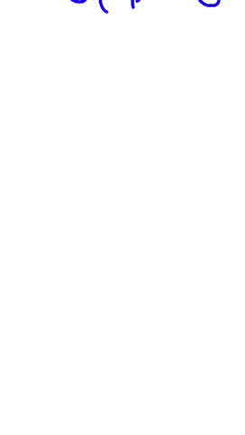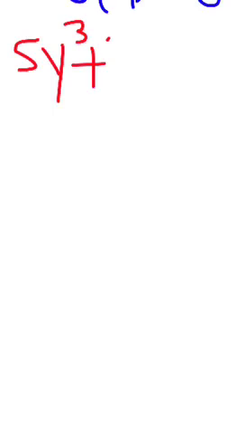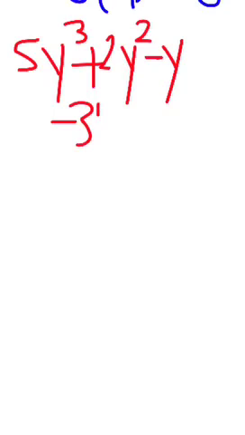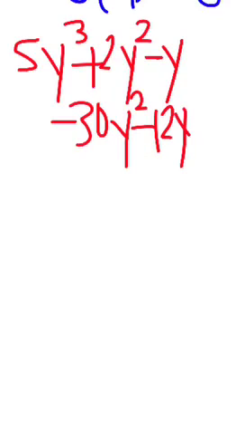Okay, the last step is to combine our like terms. So let me bring down the terms we have. 5y cubed plus 2y squared minus y. And I'll bring down the second set of terms, and I'm lining these up according to like terms vertically. So we have negative 30y squared minus 12y plus 6.